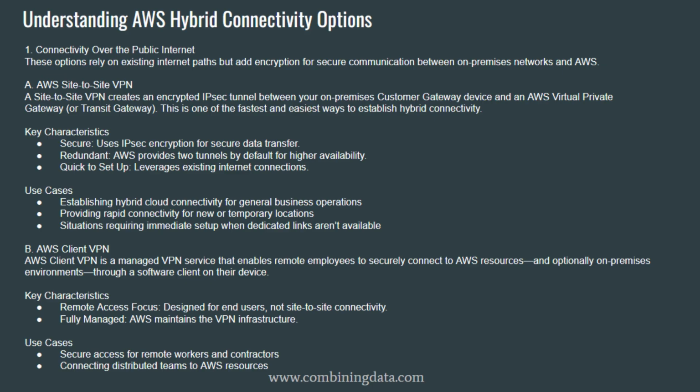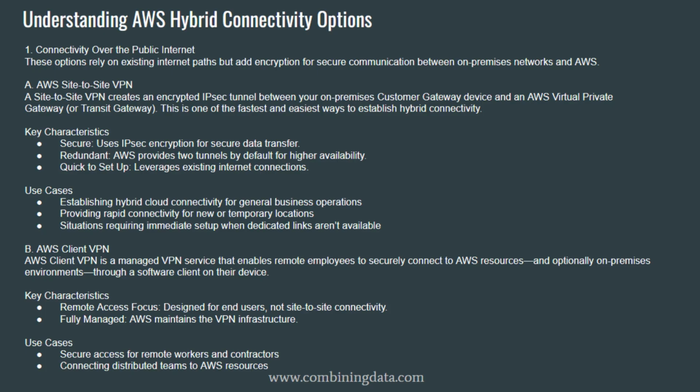AWS Client VPN. The second option under public internet connectivity is AWS Client VPN. While Site-to-Site VPN connects entire networks, Client VPN is designed for individual users. It allows employees, contractors, or remote workers to securely connect to AWS resources using a VPN client installed on their device. Key characteristics include: fully managed by AWS, so you don't maintain VPN servers.